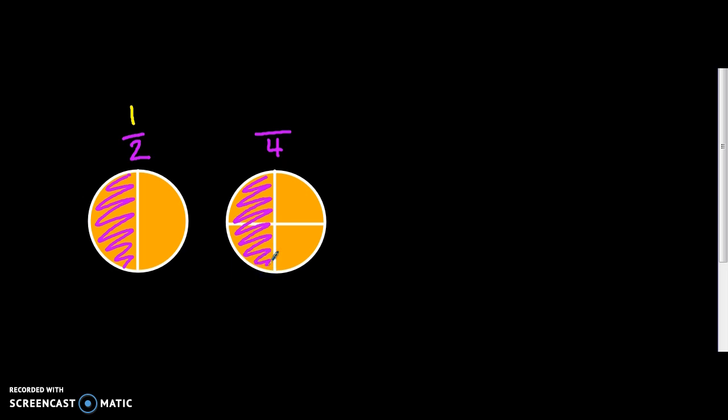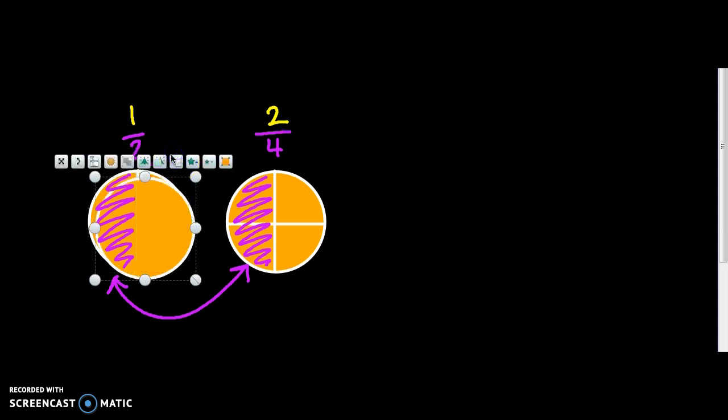You can see that with these two sides, I've eaten the same amount of pizza. I've just eaten a different number of slices. This time, out of the four total slices, I've eaten two slices. Okay? I hope you're still with me.